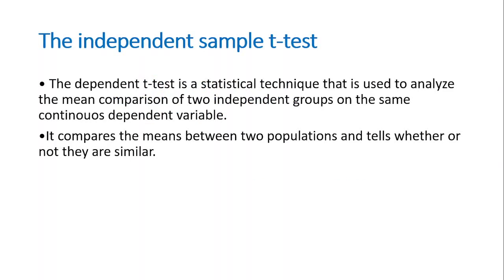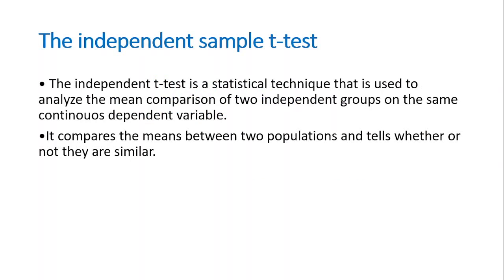The independent sample t-test is a statistical technique that is used to analyze the mean comparison of two independent groups on the same continuous dependent variable. It therefore compares the means between two populations and tells whether or not they are similar.